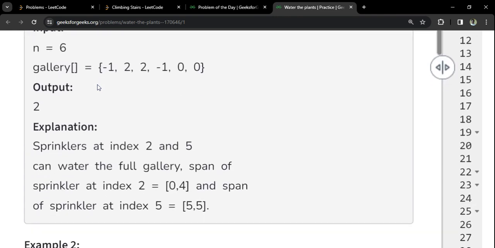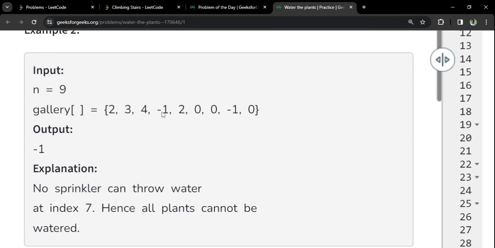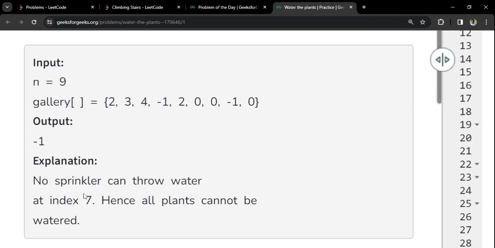That's what they're trying to say. So as you can see, index 2 and index 5. This is index 2, and this is index 5. Yeah, this is the one. Now coming to example 2, you can see here that they are saying index 7.